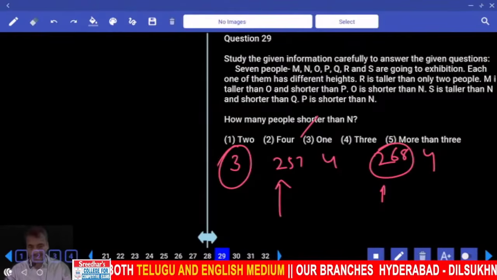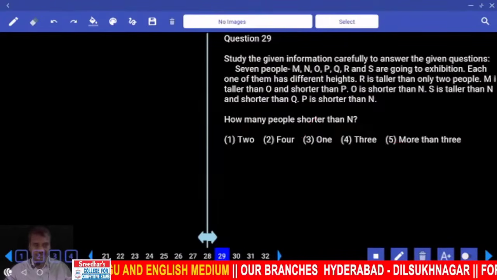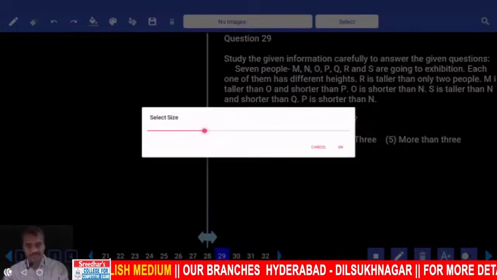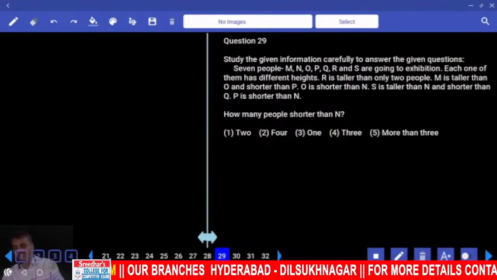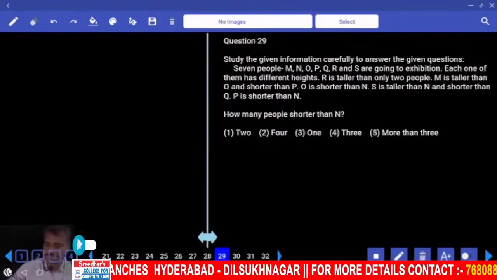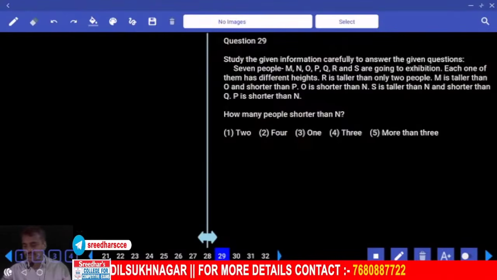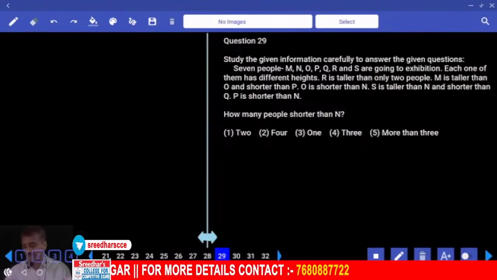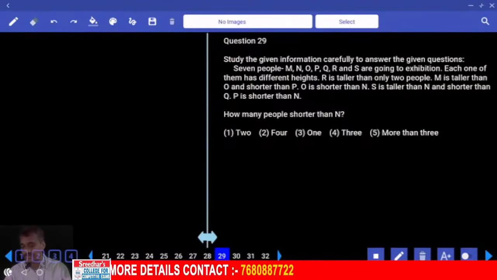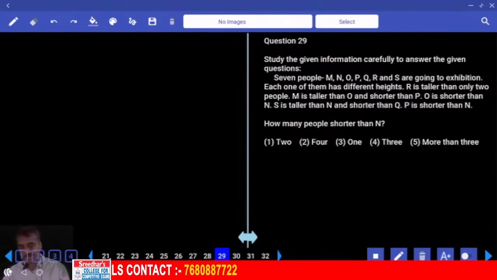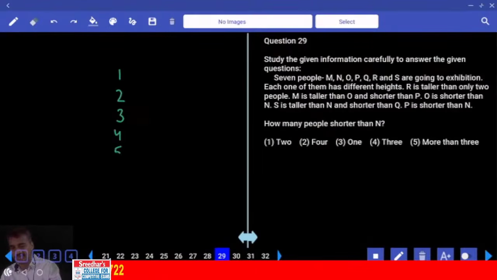Then 29 onwards. Now 7 people were there, and they are comparing their heights. 7 persons are comparing their heights, and question number 29 onwards. How many questions were there under this? 3 questions. Definitely the first priority here is 7 persons, 1, 2, 3, 4, 5, 6, 7.